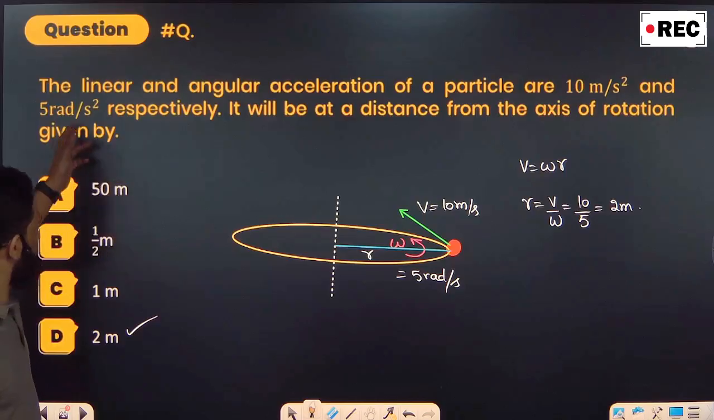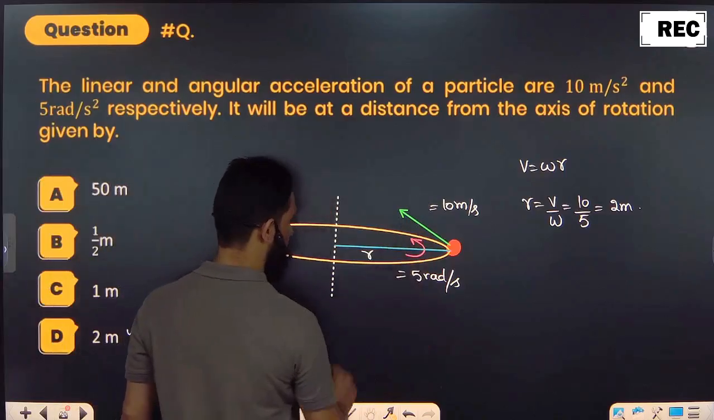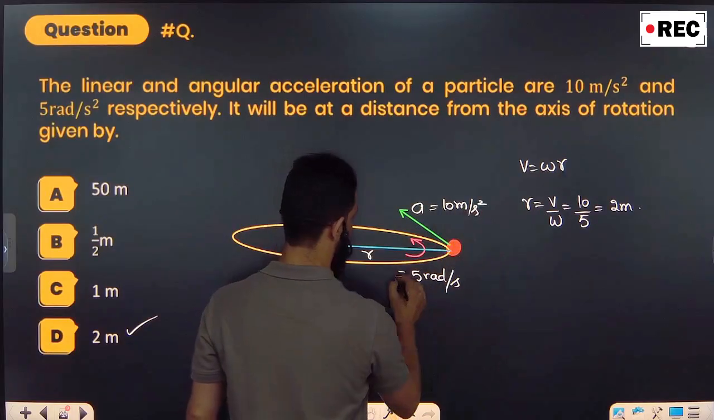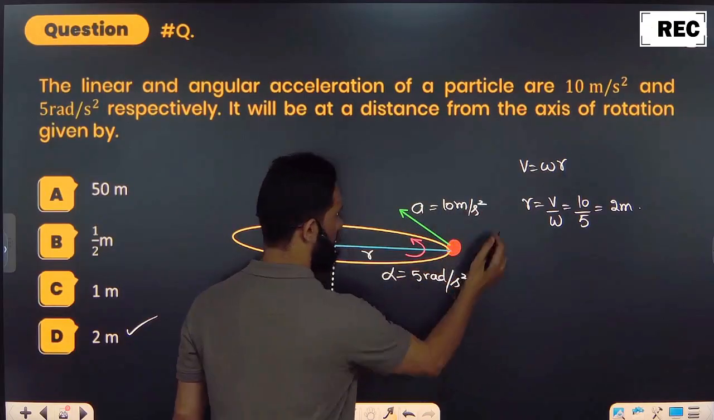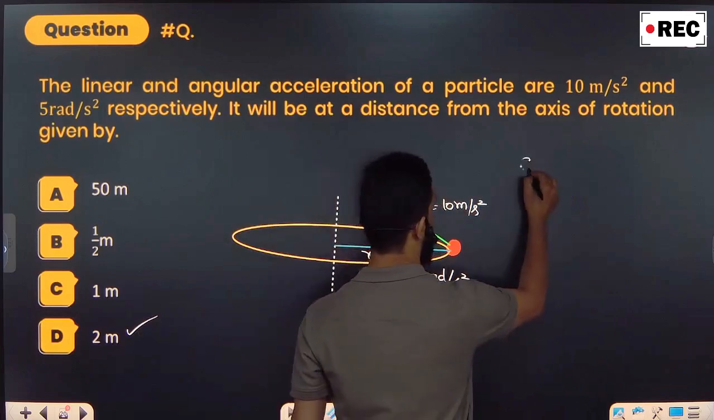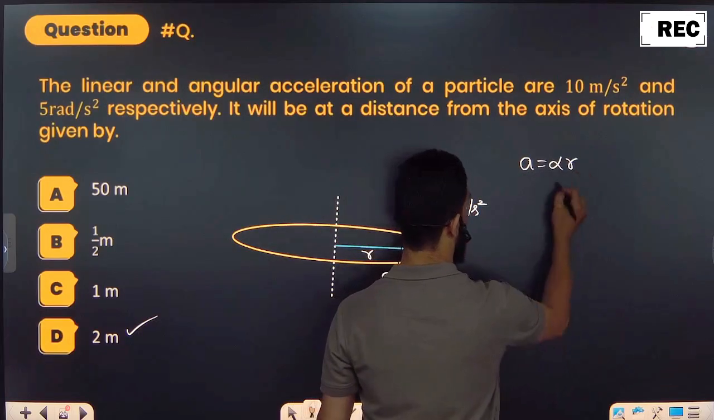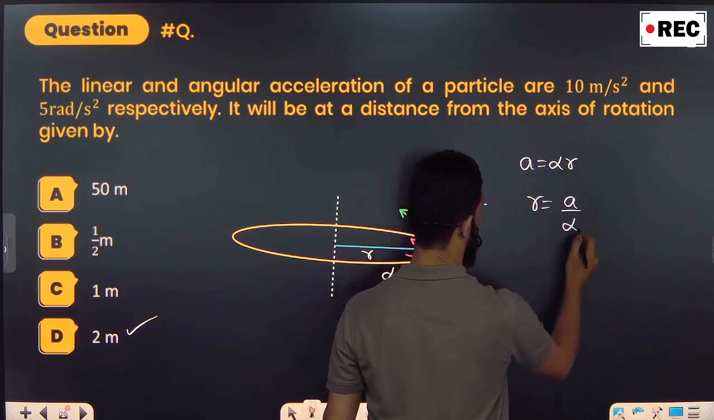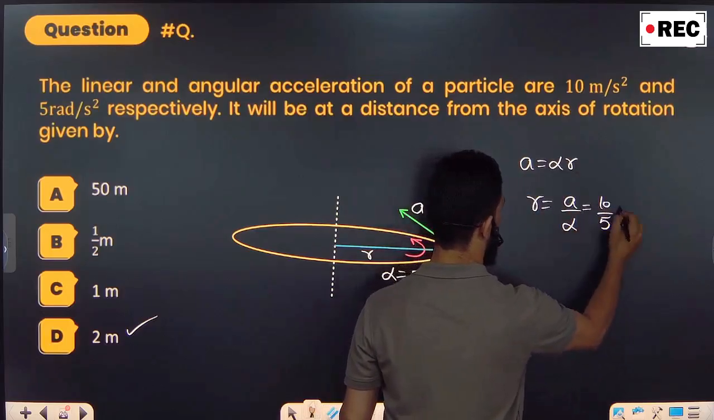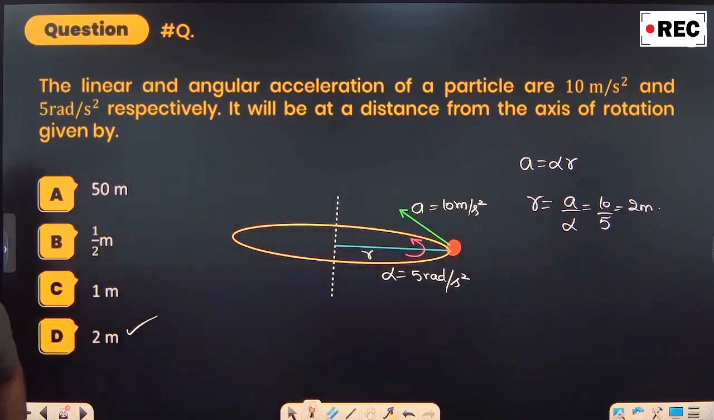कोई बात नहीं. Its acceleration तो I think it was alpha and A. It is A. It is alpha. So V equal to omega r के बदले we can write down A is alpha r. A is alpha r. R is A by alpha. 10 by 5. 2 meters फिर भी. You got the answer. Is that clear?